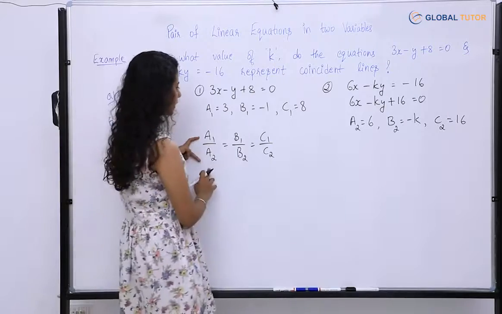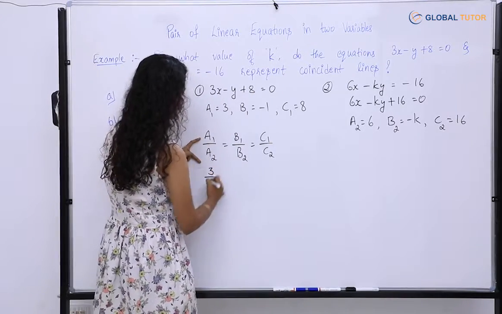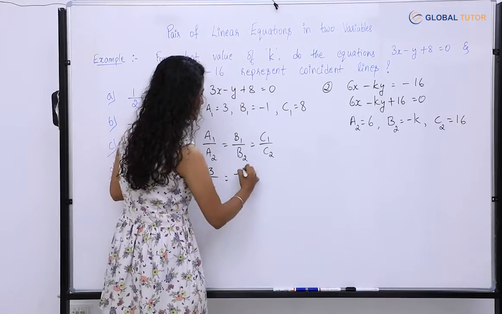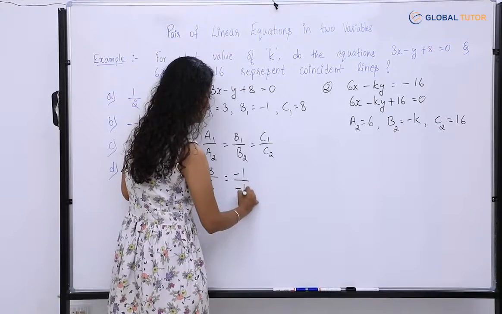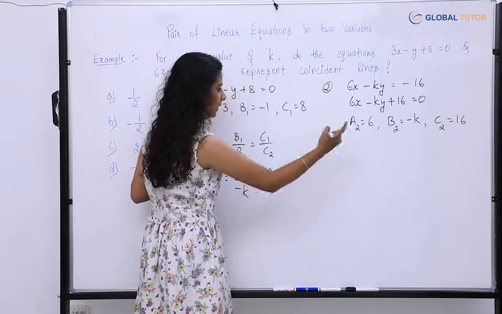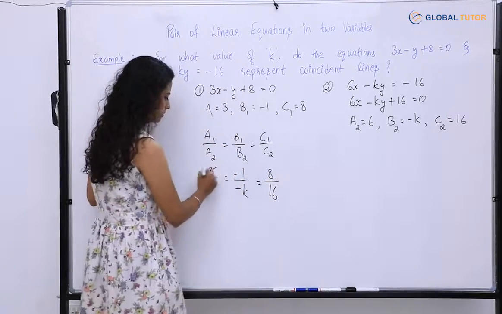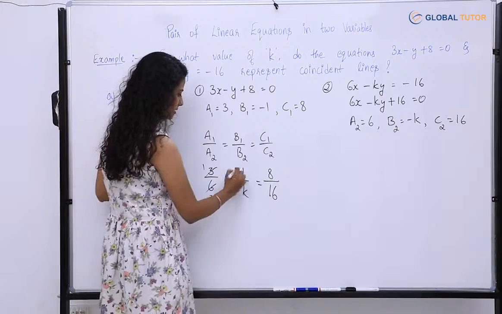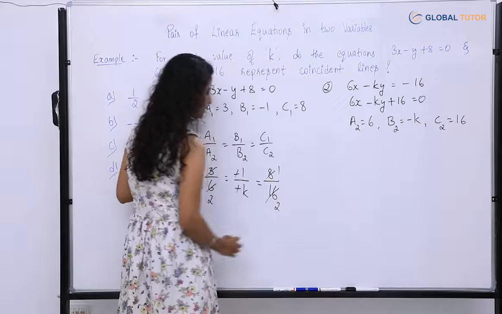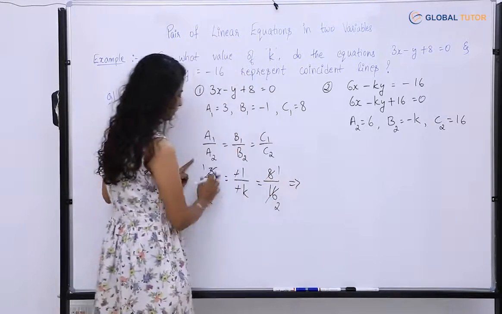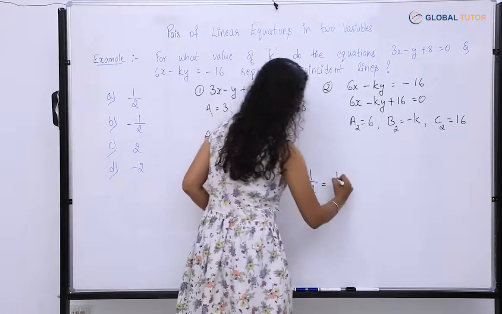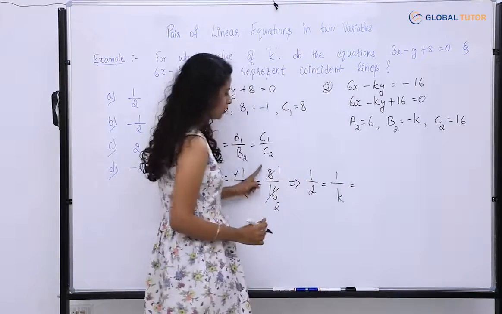Here what is A1 by A2? It is 3 divided by 6. B1 by B2 is minus 1 divided by minus k. C1 by C2, it is 8 divided by 16. Now 3 ones are 3, 3 twos are 6. Here minus and minus gets cancelled. 8 ones are 8, 8 twos are 16. So here we have 1 by 2, which is equal to 1 by k, which is equal to 1 by 2.